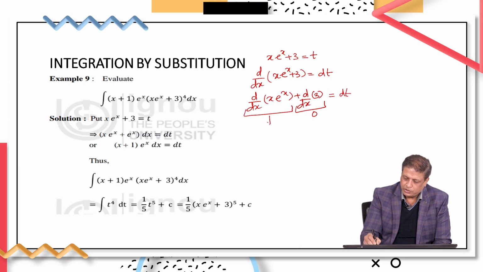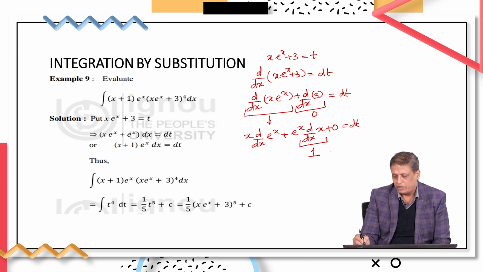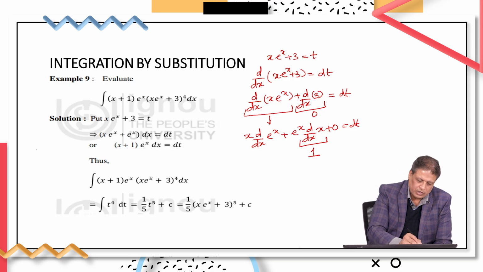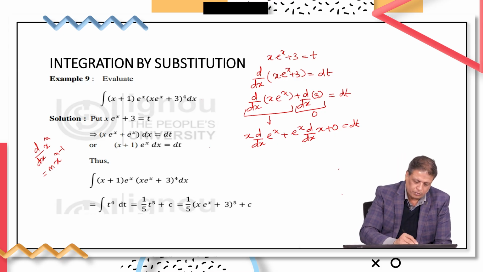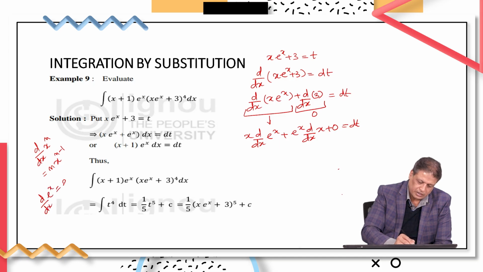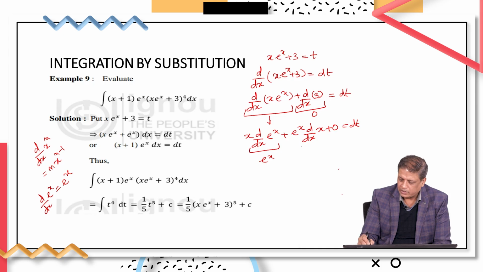Now, applying the product rule to this, first one as it is, derivative of second, plus second one as it is, derivative of first, plus 0 is equal to dt. So, this will equal to 1, because we are using the formula d/dx of x to the power n is equal to n x to the power n minus 1. So, d/dx of x will turn out to be 1 into x to the power 1 minus 1, that is 1 into x to the power 0, that is 1. So, this is how we got this expression as 1. So, this will solve to only 1, and derivative of e to the power x, d/dx of e to the power x, is nothing but e to the power x. So, this will turn out to be e to the power x and this will turn out to be 1.